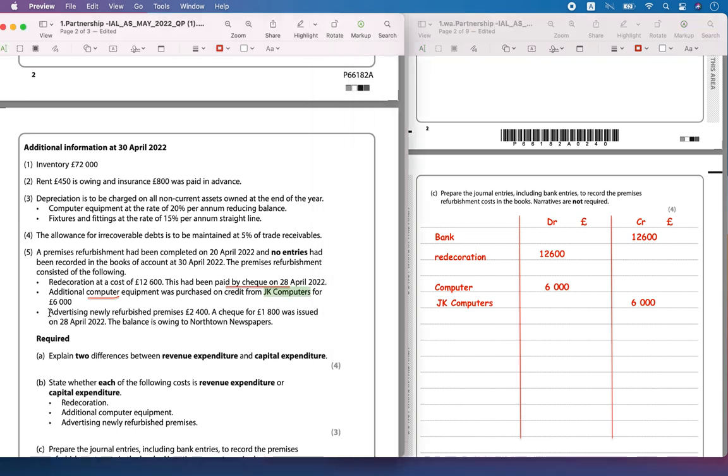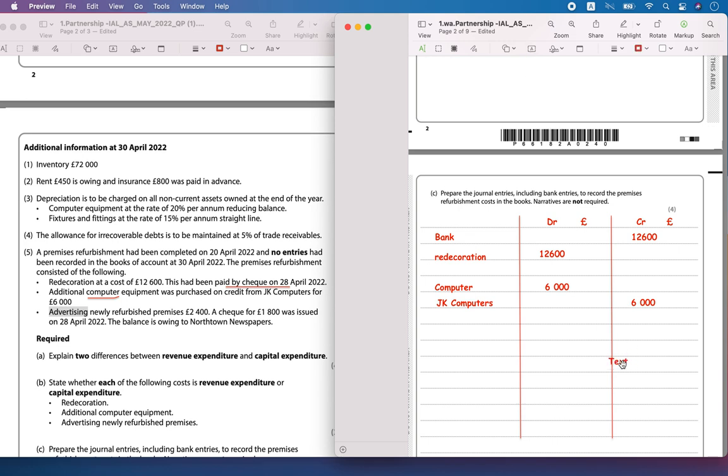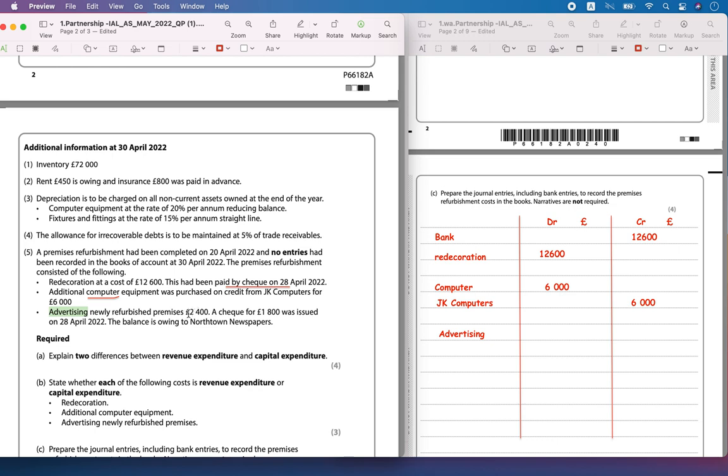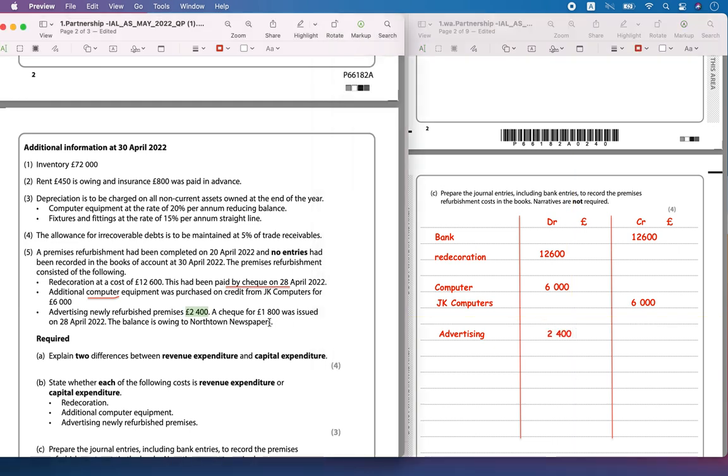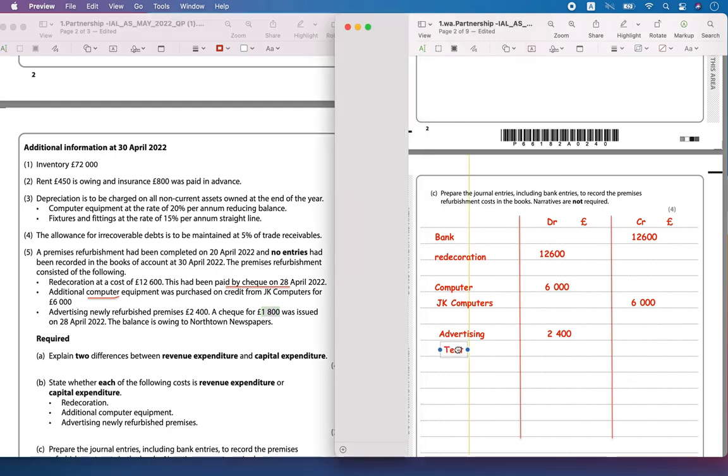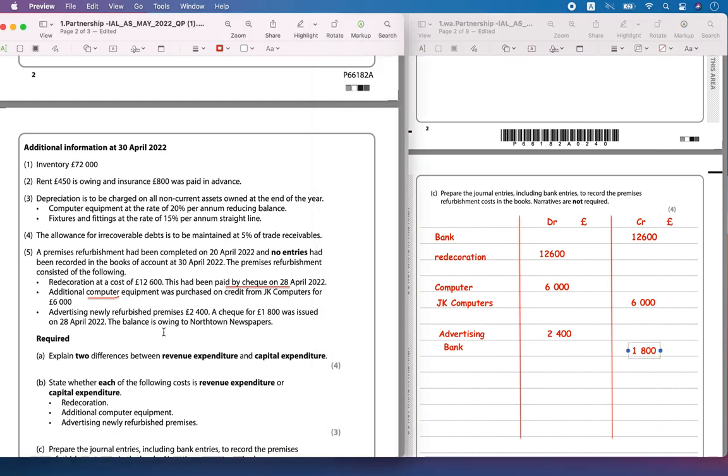Then we had new advertising. Advertising itself is an expense account, so that is definitely going to come. It was for the premises, 2,400. It's an expense account, so it will definitely appear on the debit side. Then a check for 1,800 was issued, so let's write the bank. It went out, so 1,800 on the credit side.